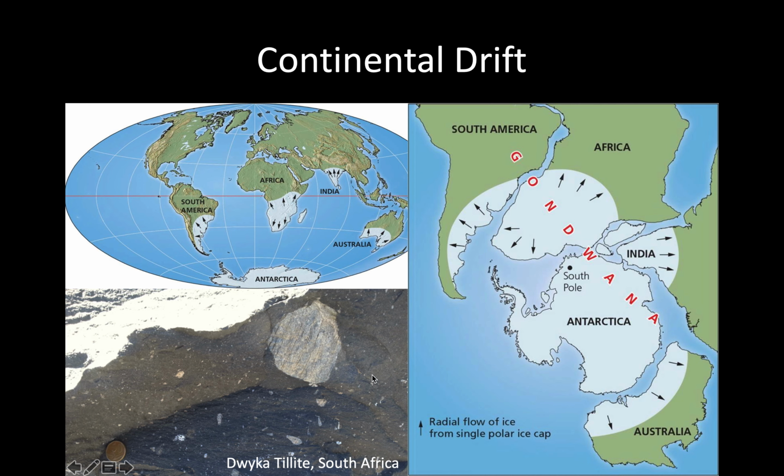So this is what a glacial rock looks like. This is a very famous one. This is the Dwyka Tillite from South Africa. So this is one of the original pieces of evidence here. We can tell it's a glacial rock based on things like this, these giant hunks in mud. That's a really nice indicator that it's glacial rock.